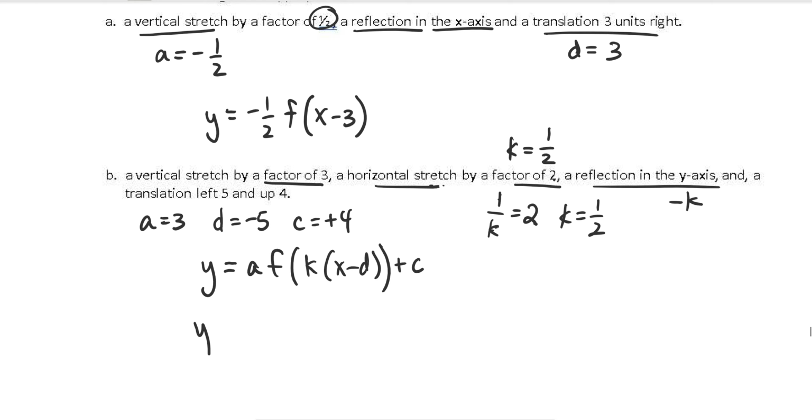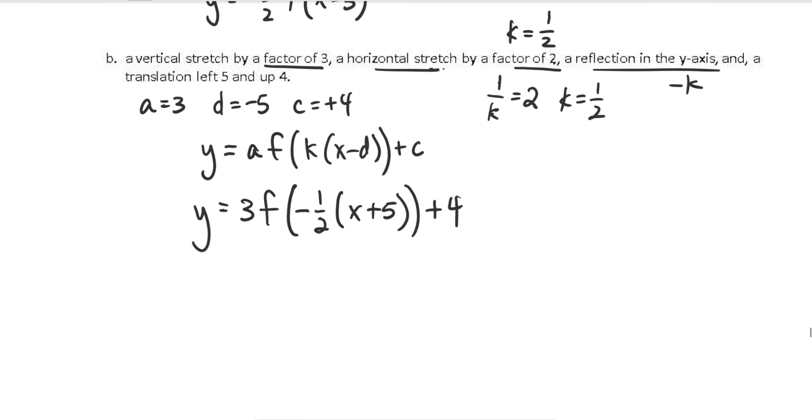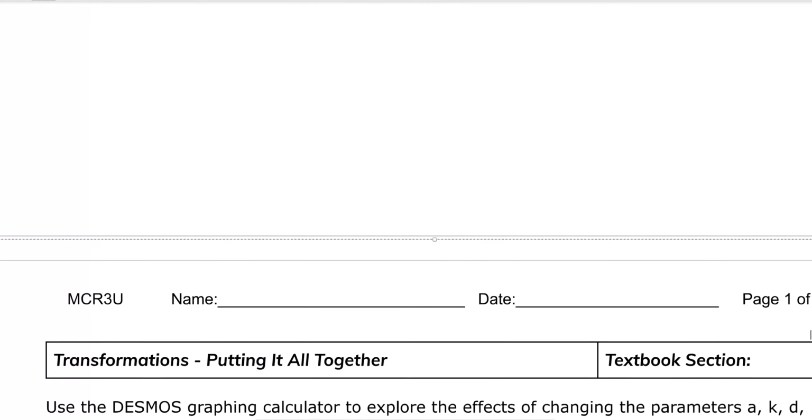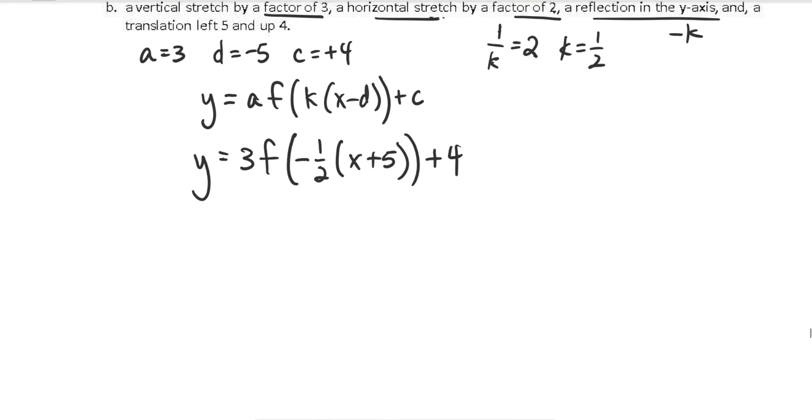Okay, so y equals A, which is 3. So start with that. Function, we don't know what the function is. Leave it as F. K is going to be negative and it's 1 over 2. Then we have X minus negative 5, which becomes X plus 5. And close our brackets. Afterwards, you have a plus 4 on the outside. And there is your equation. Okay, so that's a quick look at combining all the transformations together, creating your graphs, and also creating equations. So that ends this video.